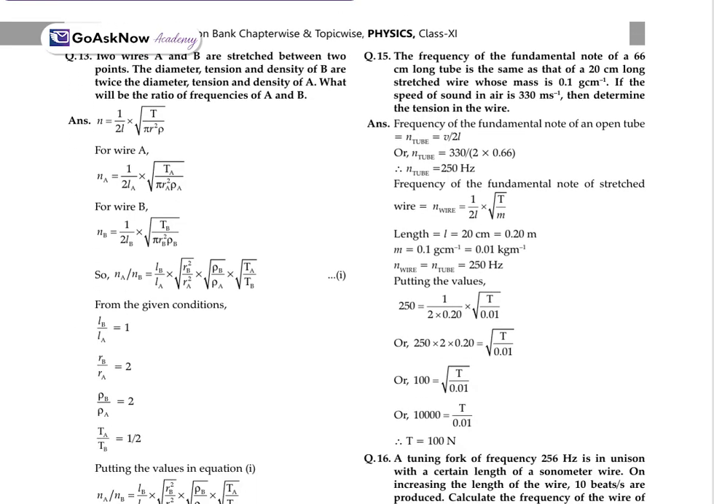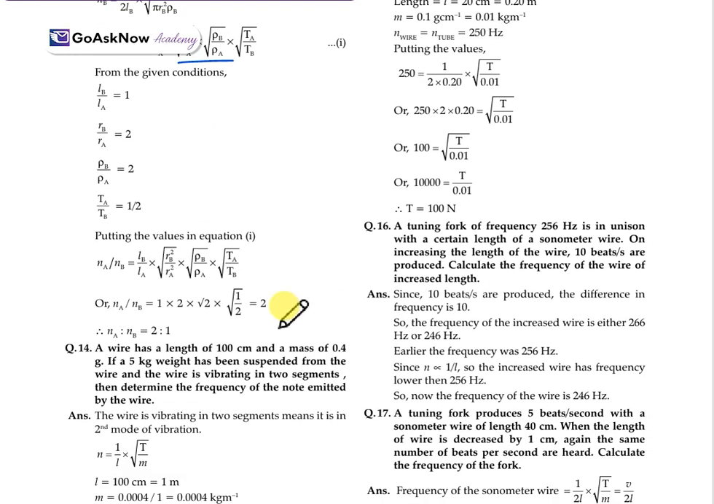Okay. Now, another problem: two wires A and B are stretched between two points. The diameter, tension and density of B are twice the diameter, tension and density of A. What will be the ratio of the frequencies of A and B? So N equals 1 upon 2L times the square root of T upon pi r square rho. We have the formula. For wire A, it will be like this. For wire B, it will be like this. As the ratio, we find the ratio for A and B, substitute the value and we get the equation like this. So LB upon LA equals 1, RB upon RA equals 2, rho B upon rho A equals 2. From the given conditions only we are concluding this. So we substitute the value and we get the ratio between NA and NB equals 2:1.